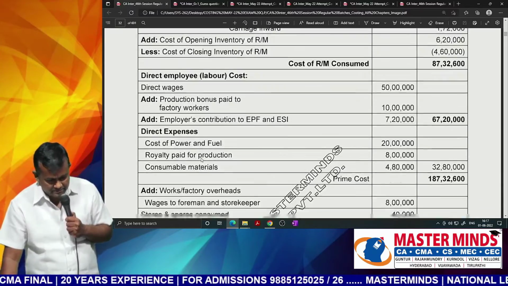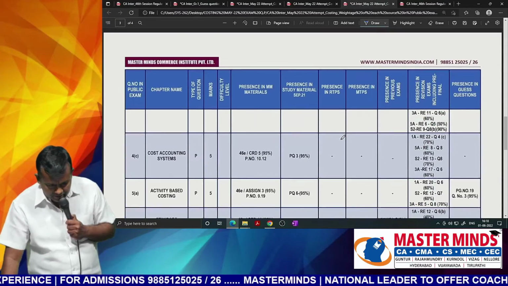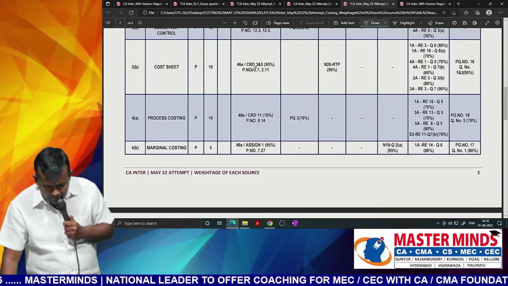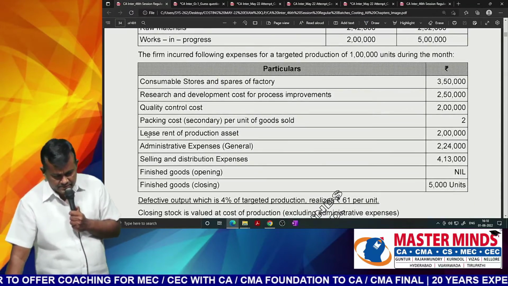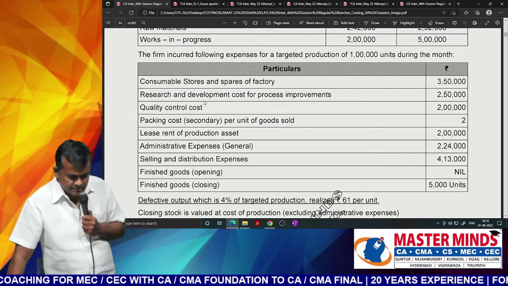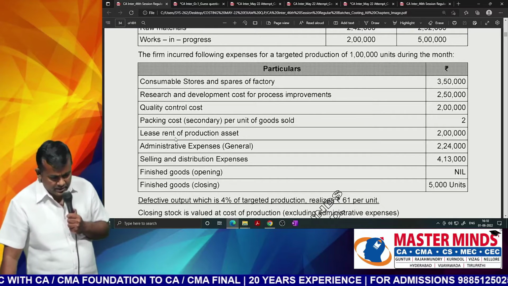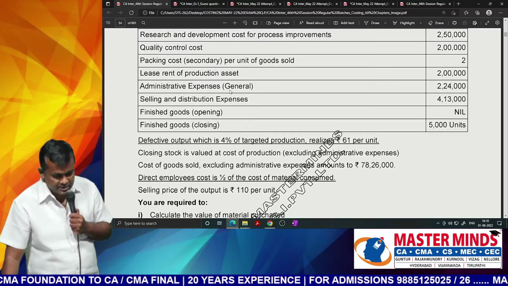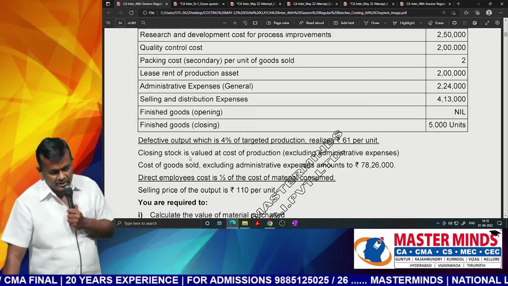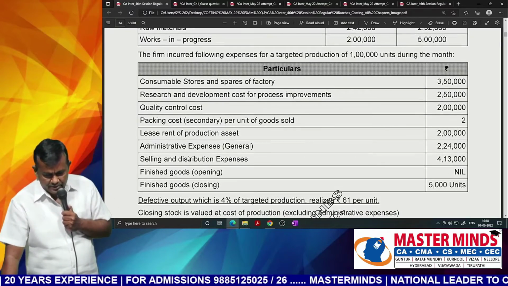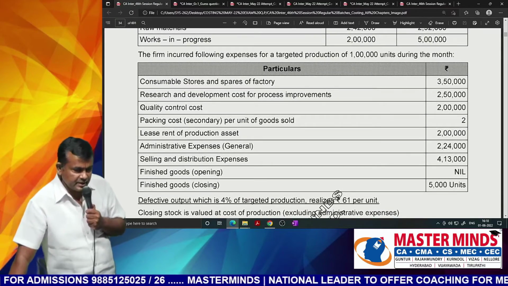Next, CRD 5, sir. Cost sheet CRD 3 and 5. This is the CRD 5. Here, consumable stores and spares, research and development cost for process improvements, quality control cost, packing cost, lease rent of production asset, administrative expenses, general, selling and distribution expenses, finished goods opening, finished goods closing. Here, inventory levels also there. So adjust the inventory levels to cost of production, then we get COGS. So that is the combination of 3 and 5.